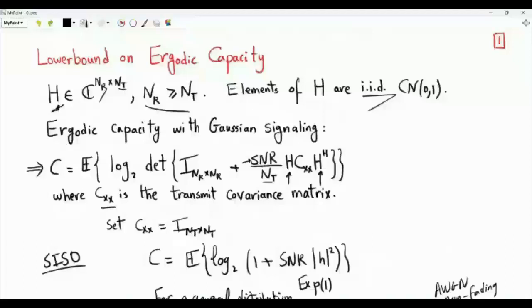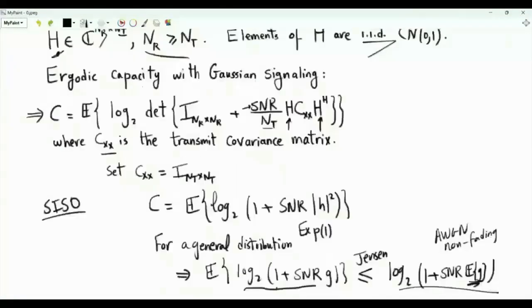What we will try to do here is to lower bound the ergodic capacity and to show that if the number of antennas is large enough, then the lower bound on the ergodic capacity can actually exceed the capacity of the corresponding AWGN non-fading channel. So this SISO conclusion will not hold if the number of antennas employed is large enough.